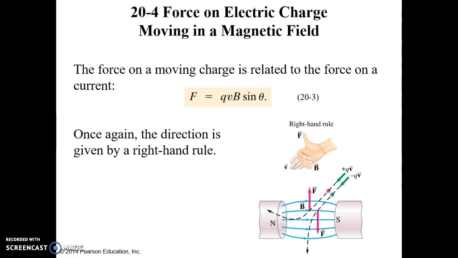In this equation, F stands for the magnetic force, Q stands for the amount of charge, V stands for the velocity of the charged particle, and B stands for the magnetic field. And theta is the angle between velocity and magnetic field lines.